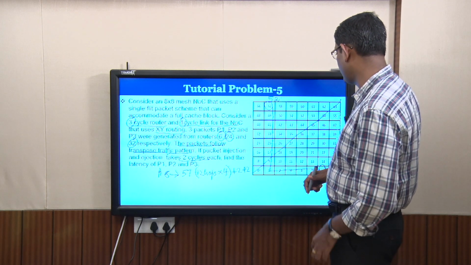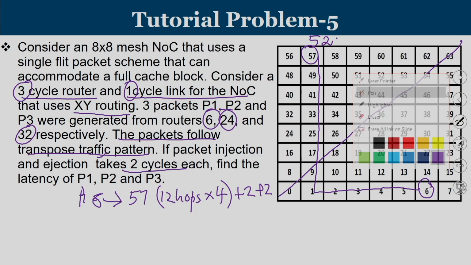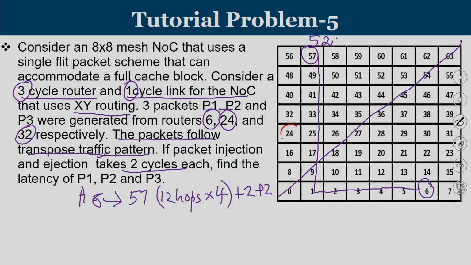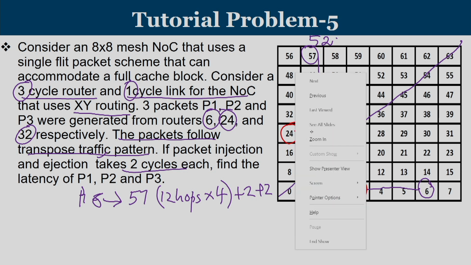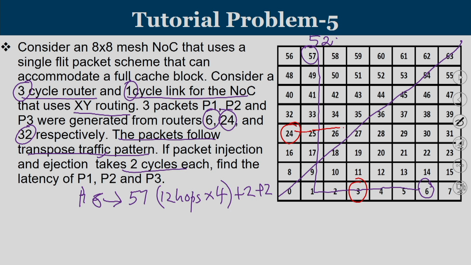Now, let us take router 24. Router 24 is the place from which my second packet starts. 24 is located in the 4th row, 0, 1, 2, 3, and its third column, 0, 1, 2, 3. So, 3 is going to be its destination. So, for a packet starting from 24 the destination is going to be 3 because they both are at transpose locations. Now, from 24 to 3 how many hops are there? Then we will see with XY routing, 1, 2, 3, 4, 5, 6.